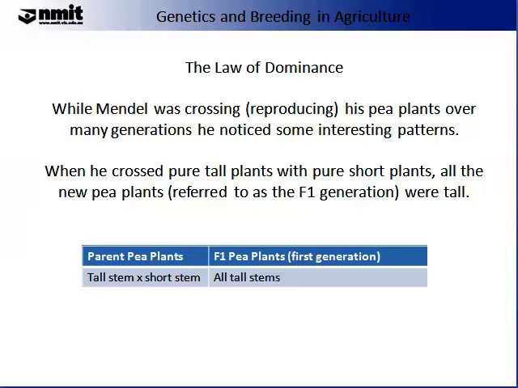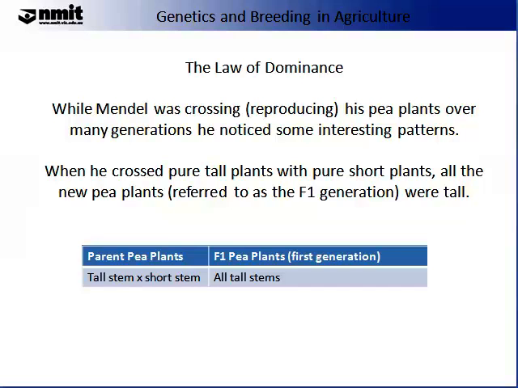So now that we've understood some of the terminology, let's look at some of Mendel's inheritance. We're going to start with the law of dominance. While Mendel was crossing or reproducing his pea plants, he did this over many generations, and he noticed some interesting patterns. For example, when he crossed tall plants with pure short plants, all of the new plants in the first generation were all tall. He recorded this observation, as in the table.